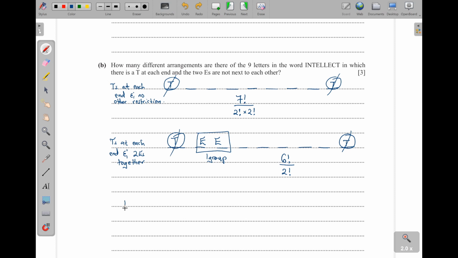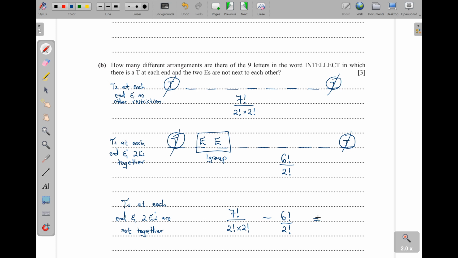Now, that means if we have t's at each end, okay, and the two e's are not together, so the number of those different arrangements is going to be 7 factorial over 2 factorial times 2 factorial, because this is now the sample space we are picking from. Okay, then minus 6 factorial over 2 factorial.